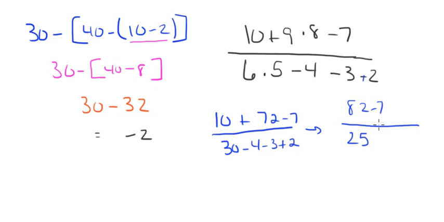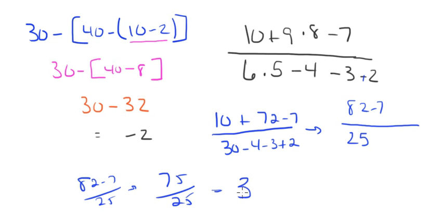Okay. Did I add it up wrong? Okay, what's 82 minus 7? So now we're going to have 82 minus 7 over 25. 82 minus 7 is 75 over 25, which equals what? 3. And that is our answer. Everybody see that? Okay.